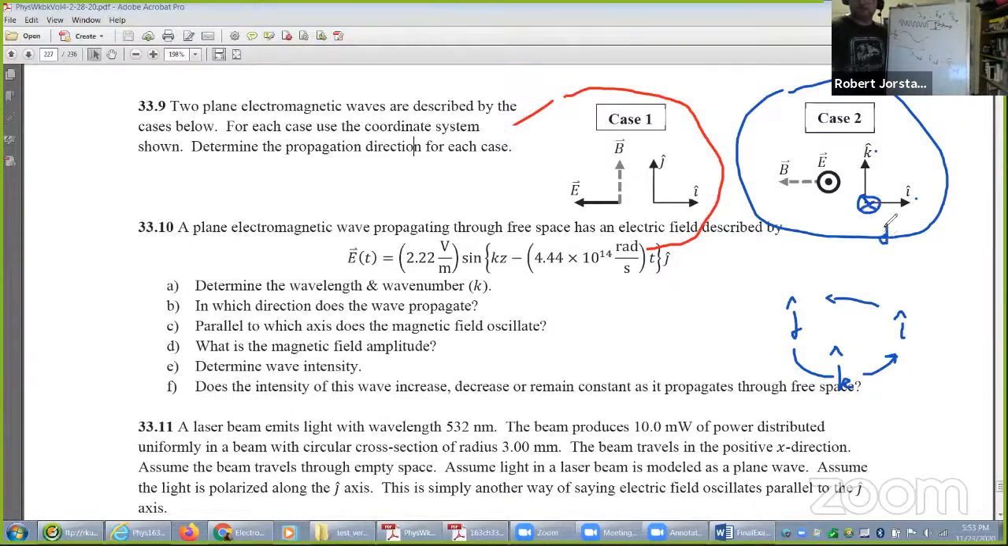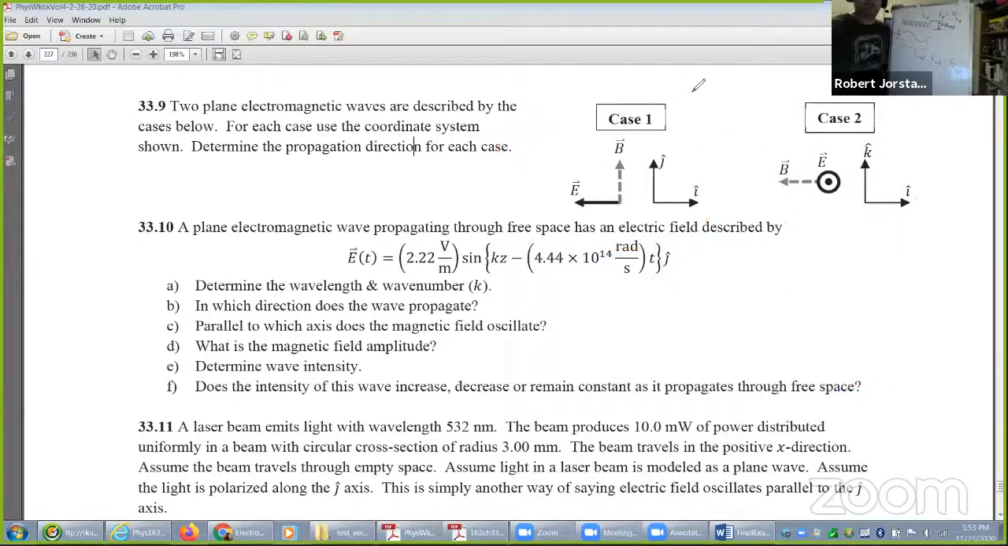Double check by just checking i goes to j goes to k. i goes to j. Yes. So that was correct for j hat. Now E cross B goes to what? Negative k hat? Nice, Claudia. I think you got it. So you can see it gets a little tricky because you have to look both at the coordinate system and the values of E and B.